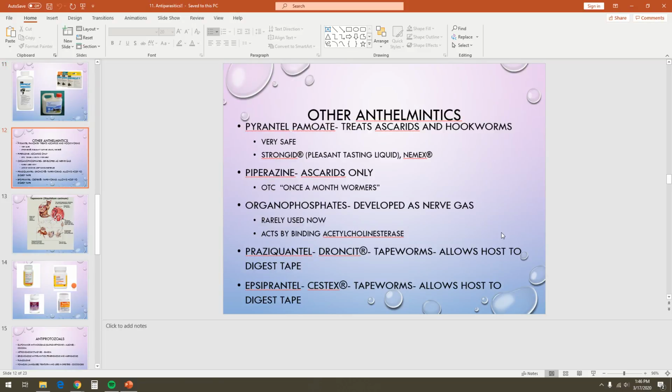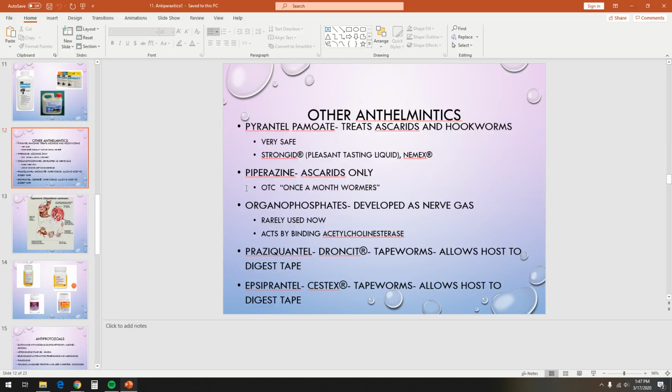Other antihelmintics, pyrantel pamoate's a really important one. Treats ascarids and hookworms. Very safe. Strongid, pleasant tasting liquid. I don't know if it's really that pleasant tasting. I've gotten it in my mouth before. It's this banana yellow. It's also known as Nemex. It's supposed to be vanilla or banana flavored. I think it tastes like crap, so it doesn't taste that good. Puppies and kittens love it. They'll lick it right out of the syringe.